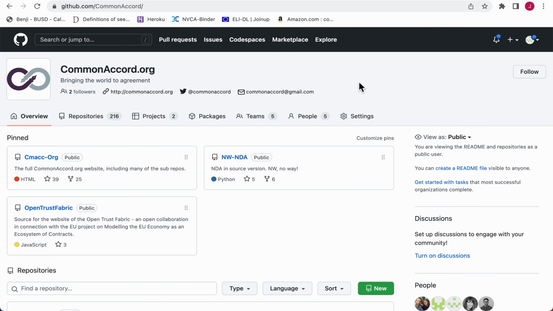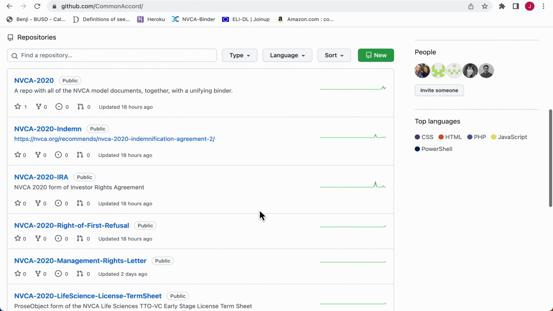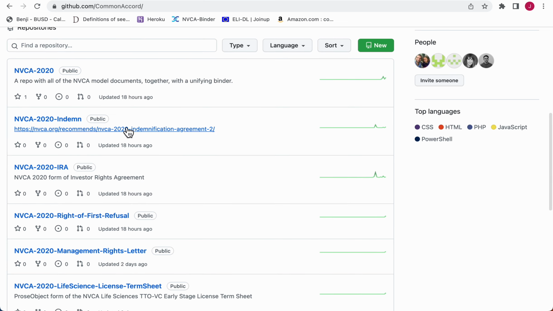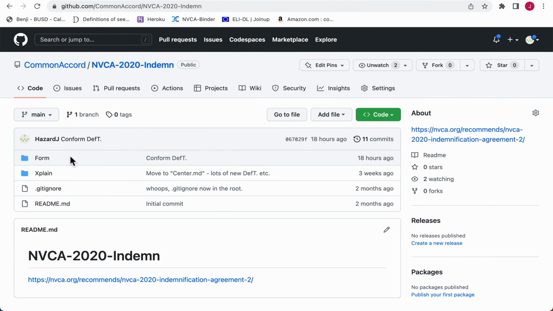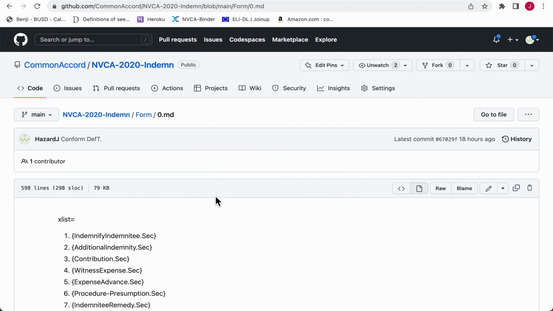So on GitHub, people put open source software. You can also put text up as open source, that is to say in a source format, and open, that is free to be used. So here we've put the National Venture Capital Association documents up in open source format. So we'll explain a little more what that looks like.